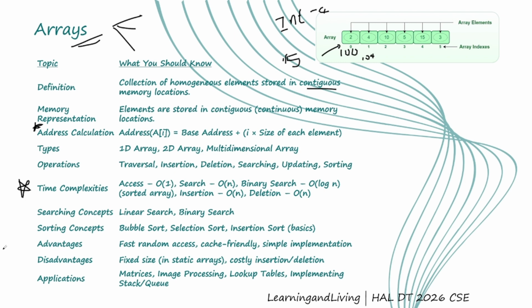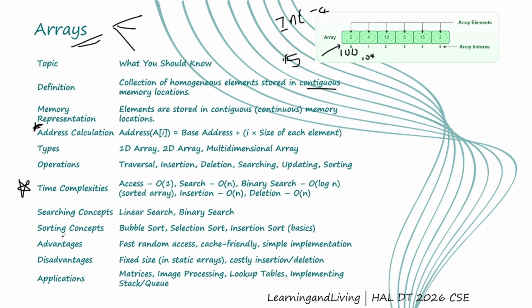These are just the notes which you can access, and this is the concept which we have covered. The main things are the definition, how the array is represented, in a contiguous memory location, and the different types of array: 1D array, 2D array, and multidimensional array. What operations can be performed, its time complexities, sorting and searching techniques. Sorting techniques, we will go through again. And the advantage is fast random access.